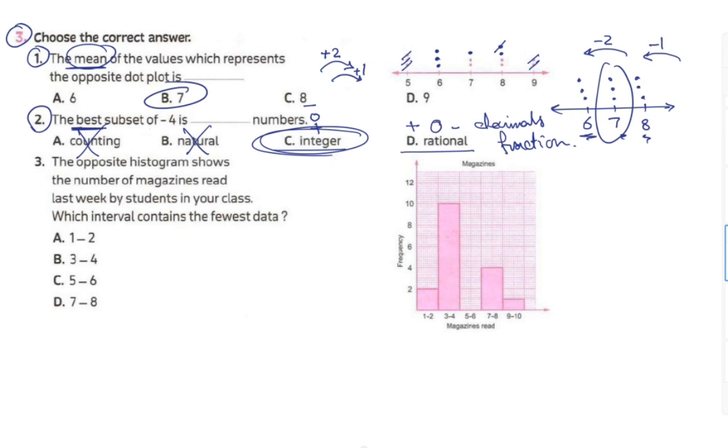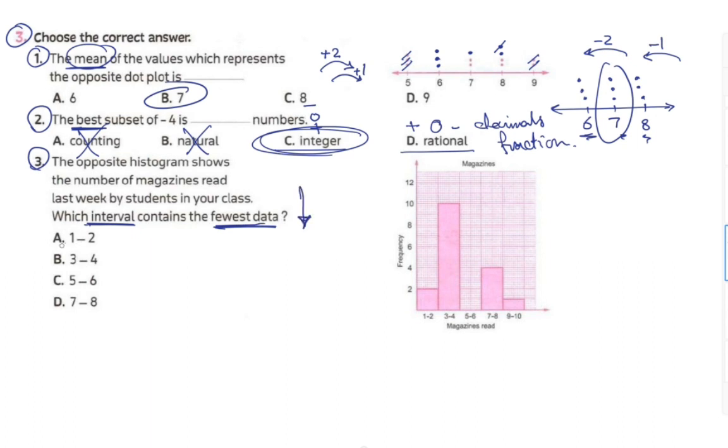Point 3. The opposite histogram shows the number of magazines read last week by students in your class. Which interval contains the fewest data? Which interval? I need to find the interval that has the fewest. The fewest is the smallest one.